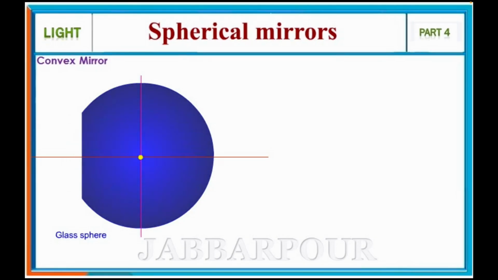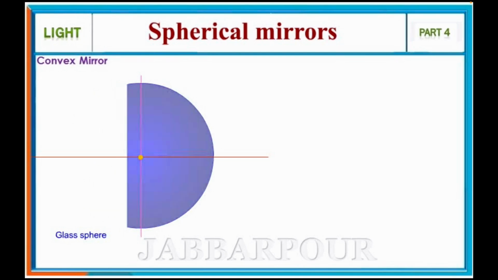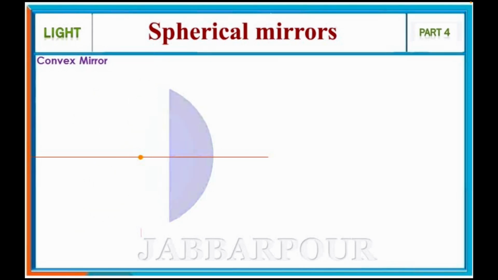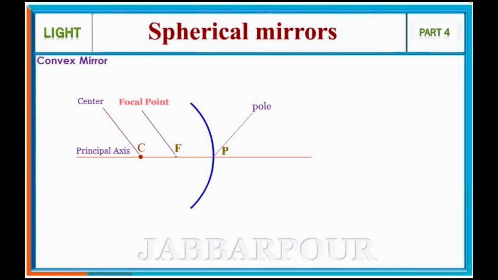Unlike concave mirrors, which curve inward like a spoon, convex mirrors curve outward. Here is a basic diagram of a convex mirror. You'll notice that it has a reflective surface that bulges out. The center and the focal point are shown in this image.